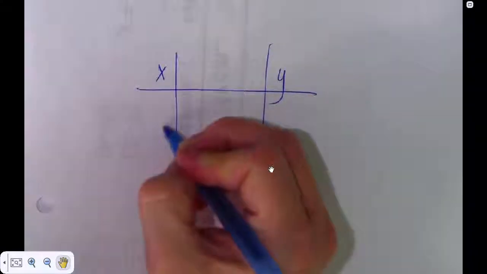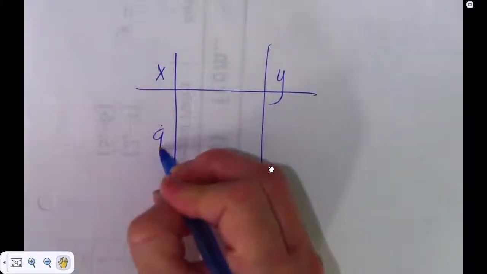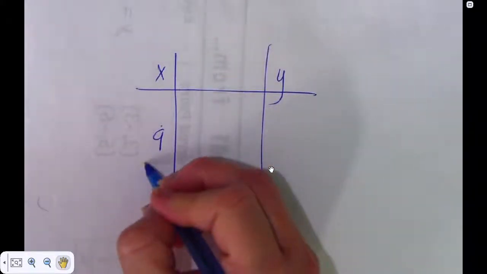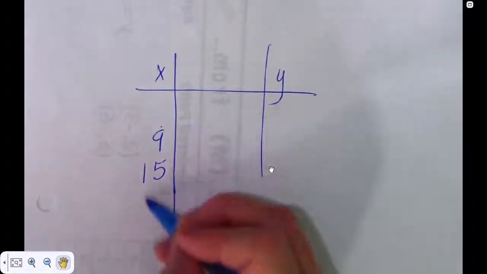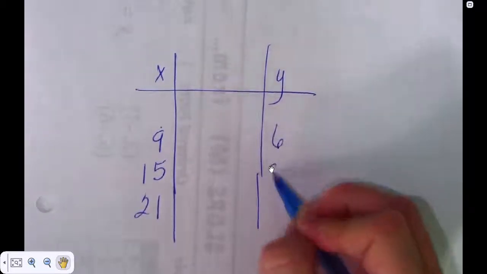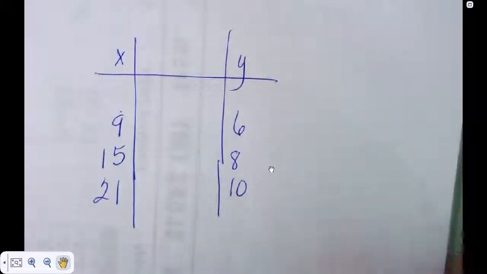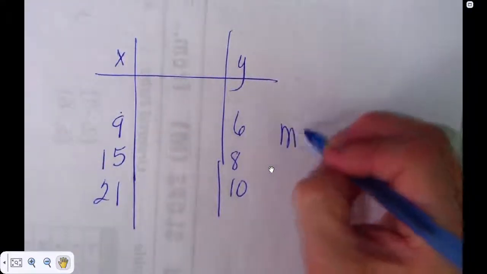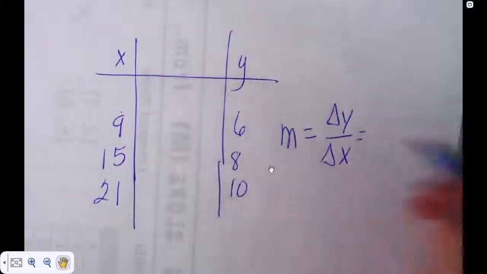Skip a little ways down. 9, 15, 21. 6, 8, 10. We need to do the slope. Changing Y over changing X.